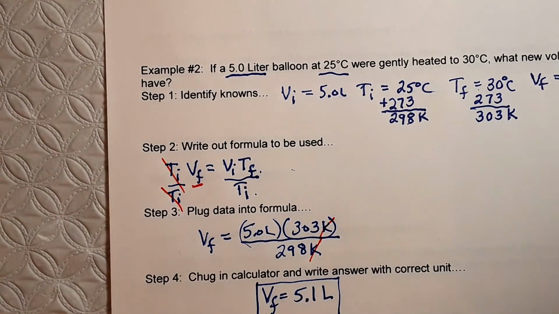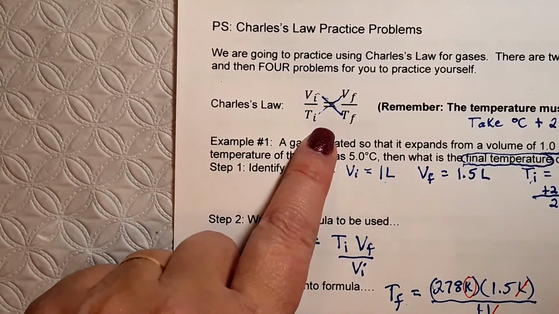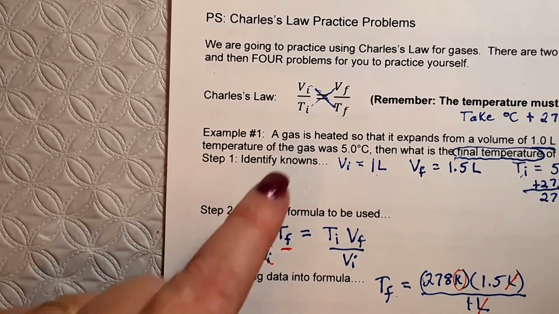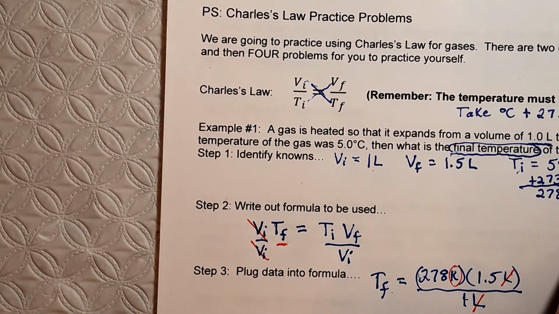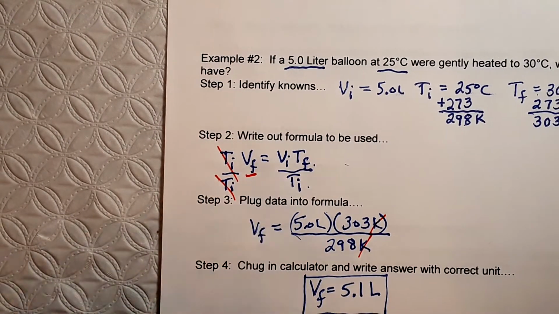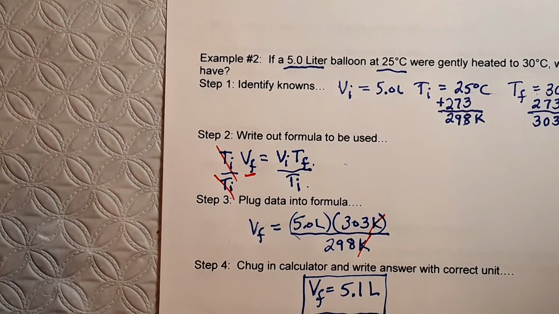There we go. All right, so remember the rule. You cross multiply and then you divide away the one item in the product that you don't want and keep the one that you do want. Okay? Cross multiply and divide.